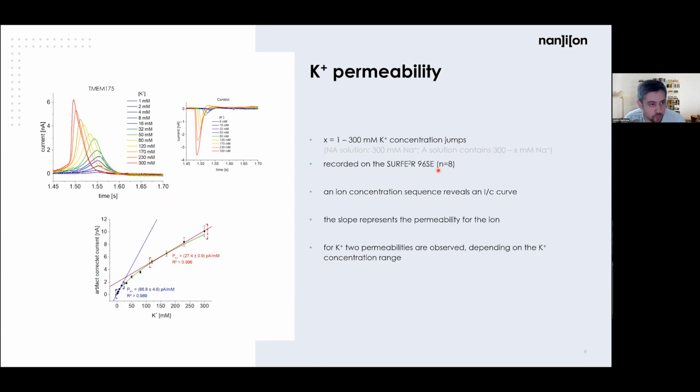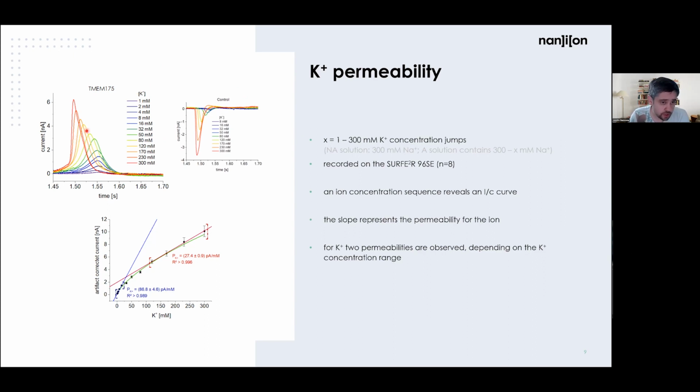We then wanted to look into the concentration dependence for the potassium flux, and here we provided concentration jumps from 1 millimolar to 300 millimolar. This experiment was actually carried out with the Surfer 96 SE. So we used one column of sensors, so 8 sensors for each concentration. We performed the experiments on the sample again and on the control. Again, for the control, you see negative currents, while on the sample, you see positive currents reflecting the potassium flux.